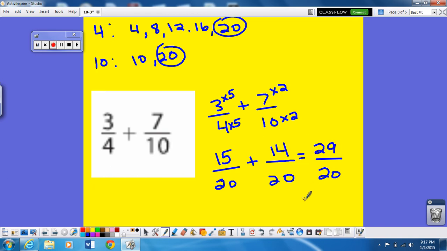Now, when you look at that, I'm hoping that you see that that's an improper fraction. So we're going to change that to a mixed number. 20 goes into 29 one time with 9 left over. So your final answer would be 1 and 9/20. So 3/4 plus 7/10 is 1 whole plus 9/20 of another whole.